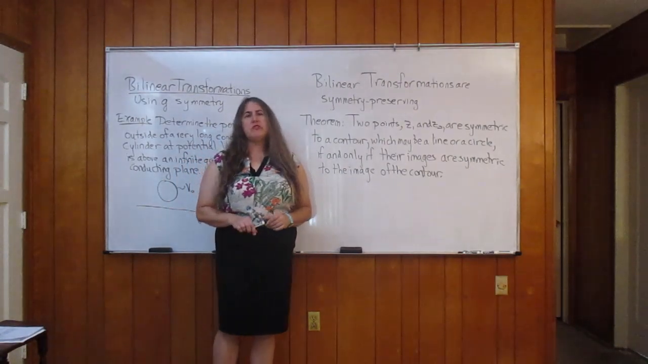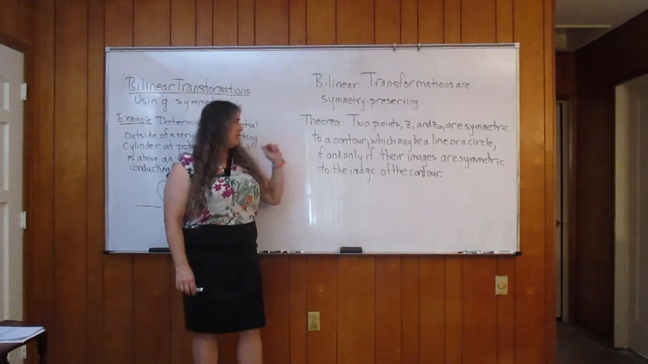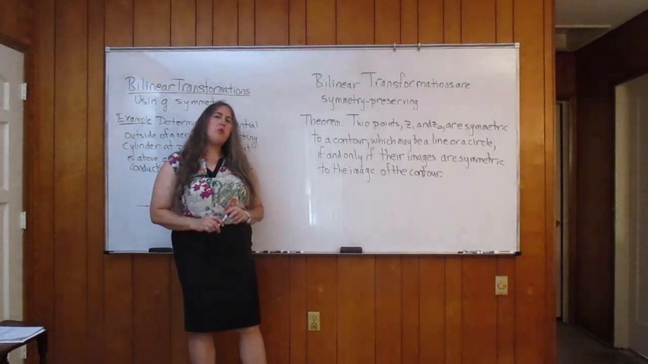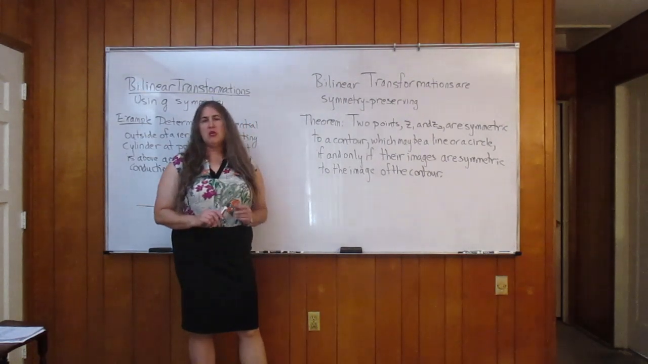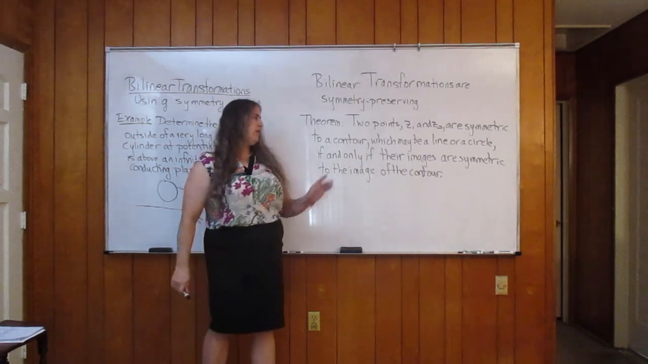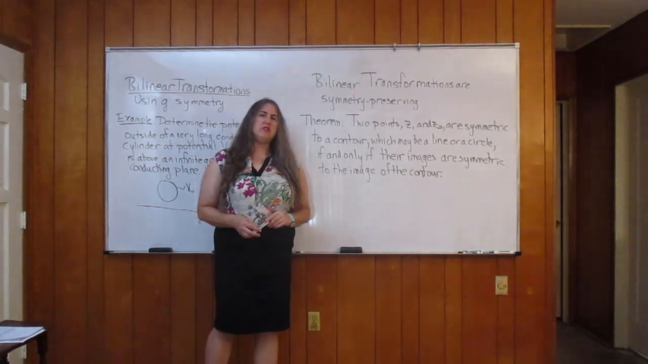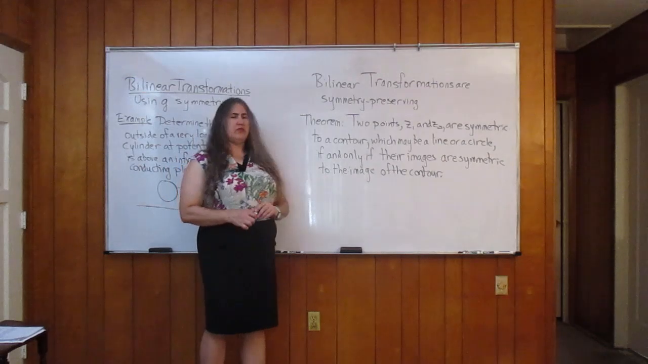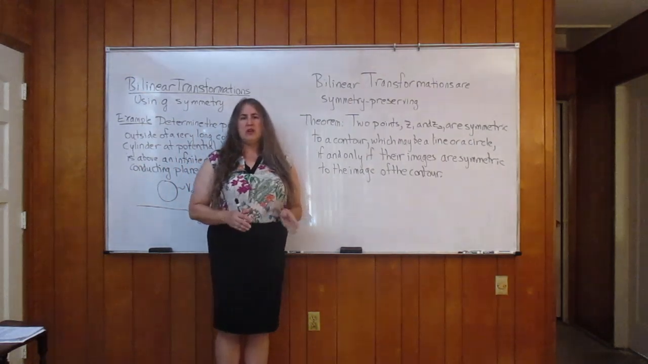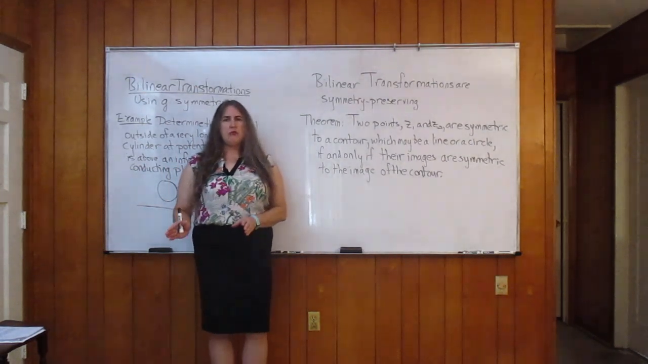Bilinear transformations are symmetry preserving. State the theorem from complex analysis. Two points z1 and z2 are symmetric to a contour, which may be a line or a circle, if and only if their images are symmetric to the image of the contour. As an illustration of this theorem, we'll first look at a straight line that is mapped to a straight line.